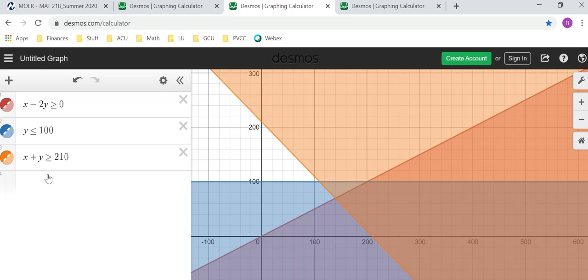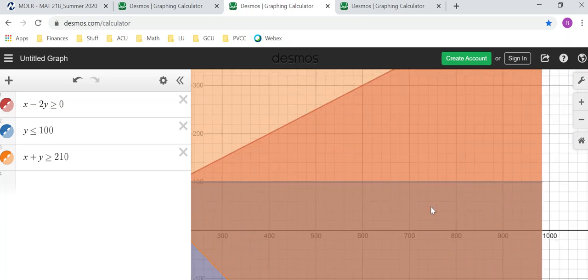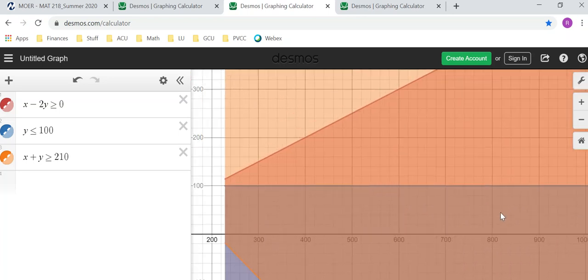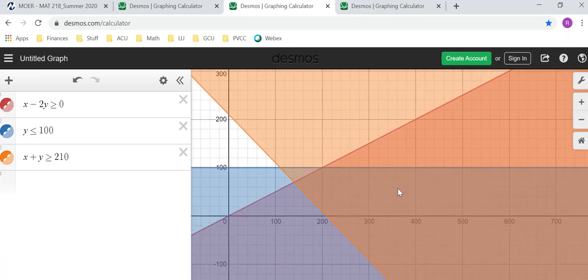Except, don't forget, x has to be greater than or equal to 0, and y has to be greater than or equal to 0. So we only want to consider positive y values, so don't take anything below the x-axis. So this area in here is our feasible region. But notice that the feasible region is not bounded. It just goes infinitely far to the right, off to the positive x values. So what we need to do is bound it somehow.